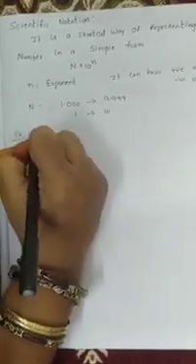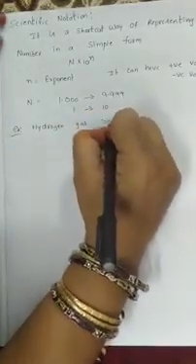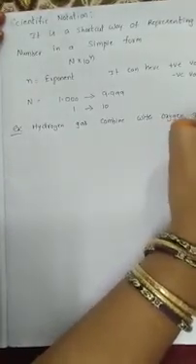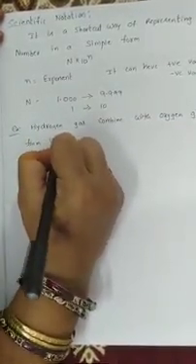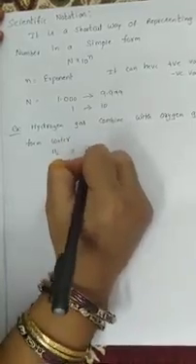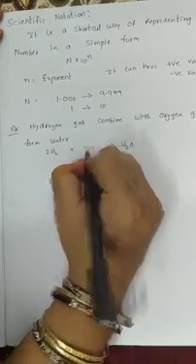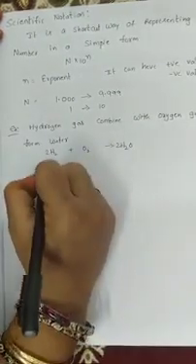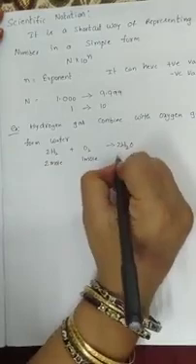For example, when 1 mole of hydrogen gas combines with oxygen gas to form water, H2 plus O2 gives rise to H2O. 2 moles of H2 react with 1 mole of oxygen, producing 2 moles of water.